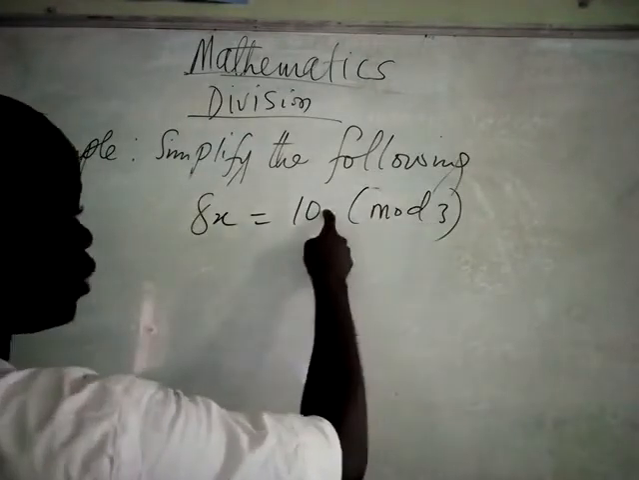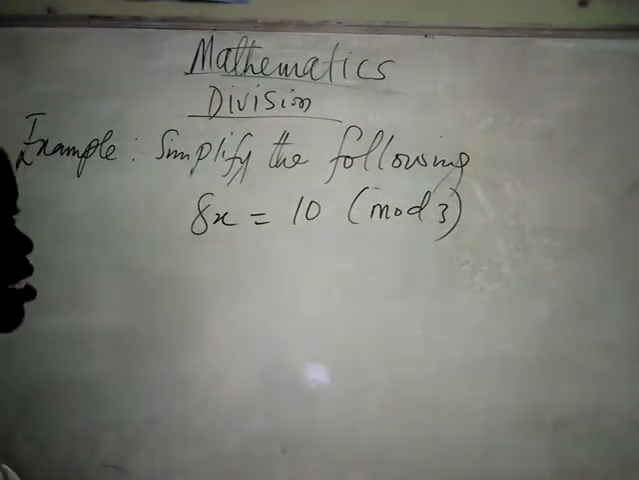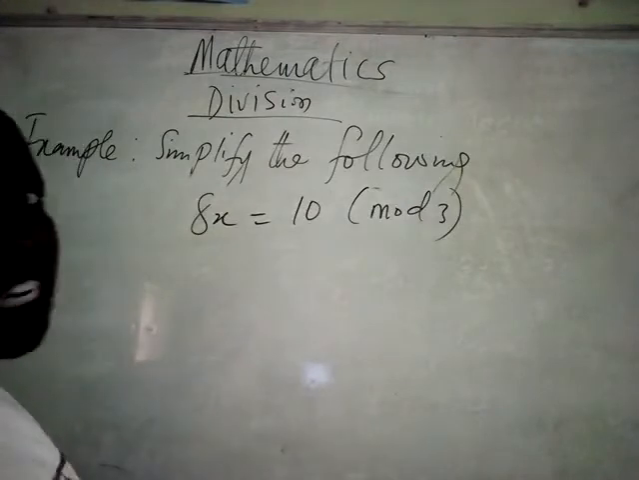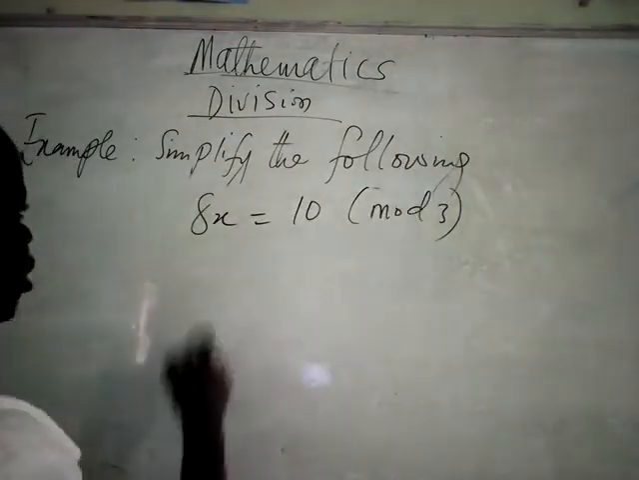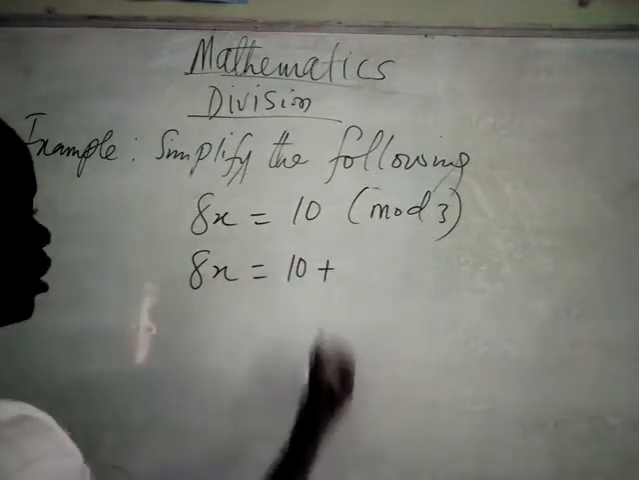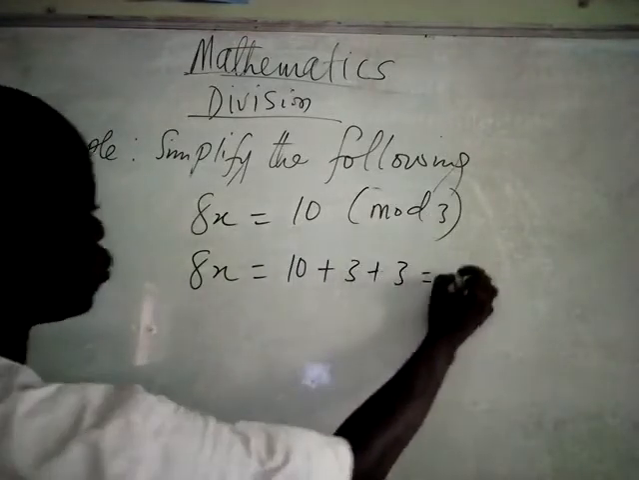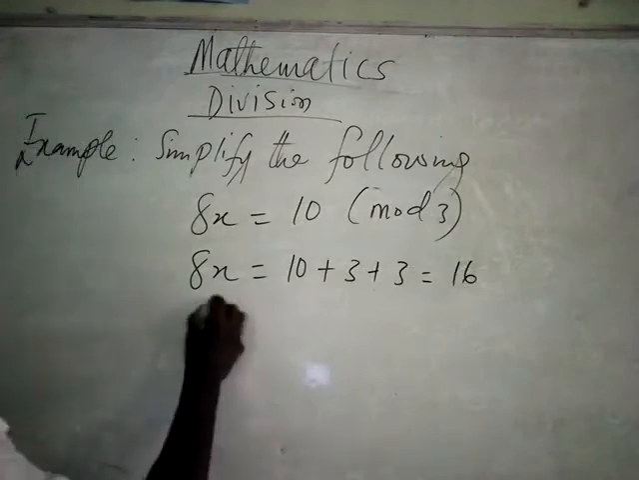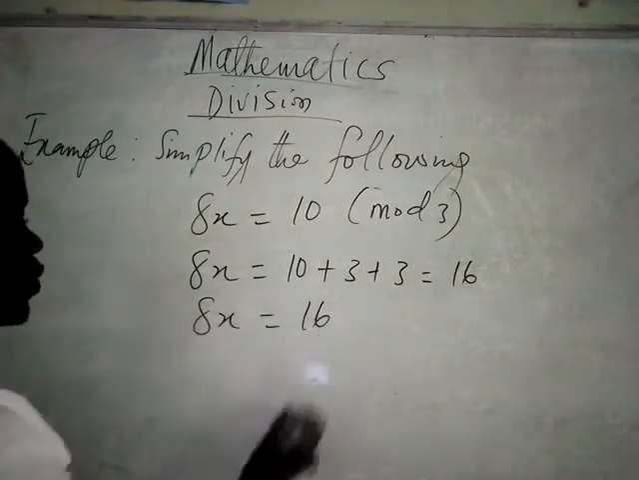Add 3 to this. If you add 3 to this, it's going to give you 13. 8 still cannot divide 13. Why not add another multiple of 3? Add 6 to this. If you add 6 to this, you're going to have 10 plus 3, which gives you 16. Now you see 8x is equal to 16.